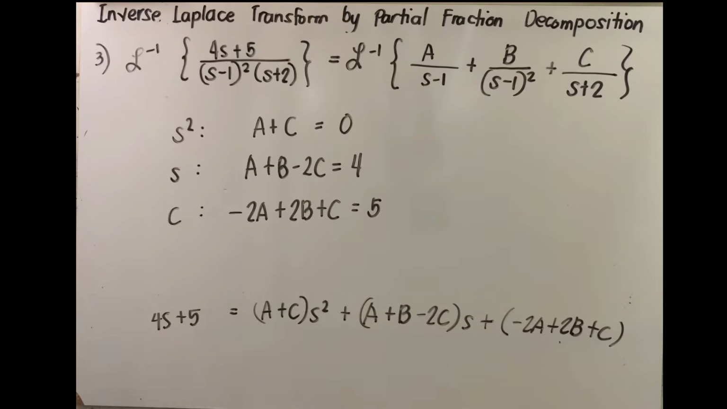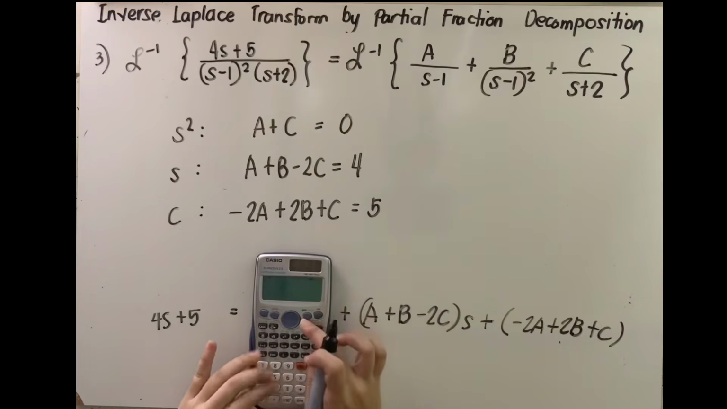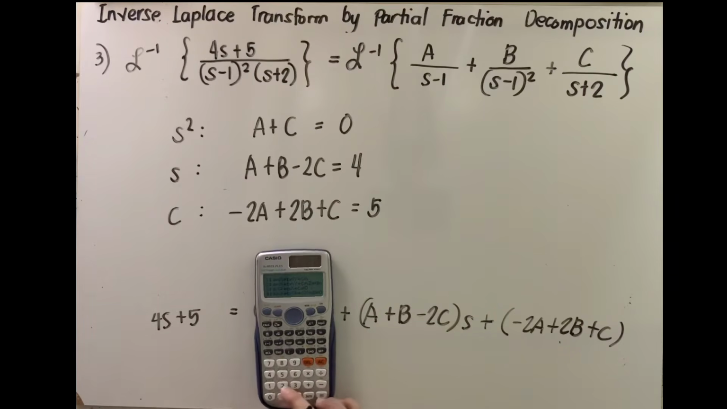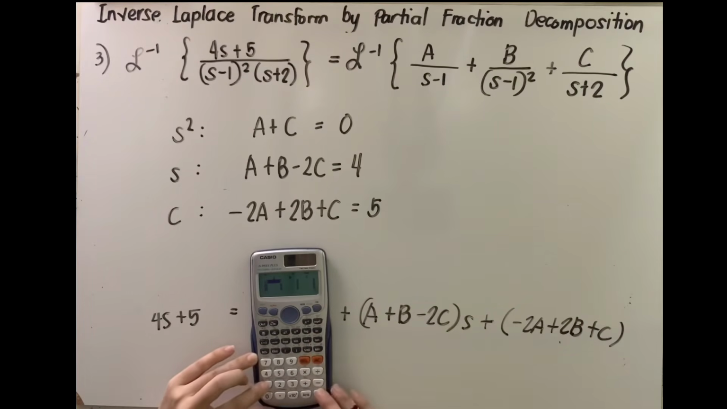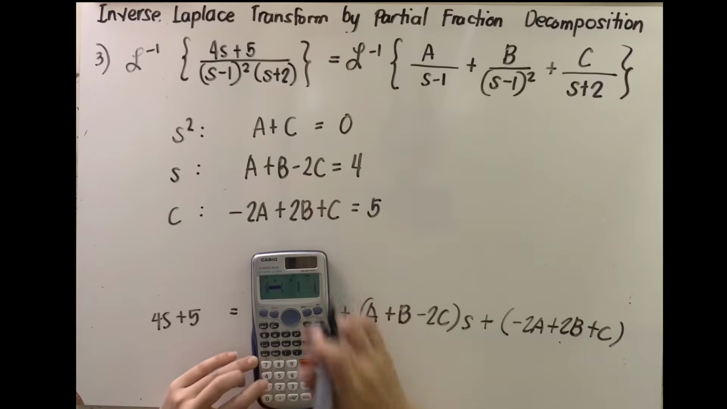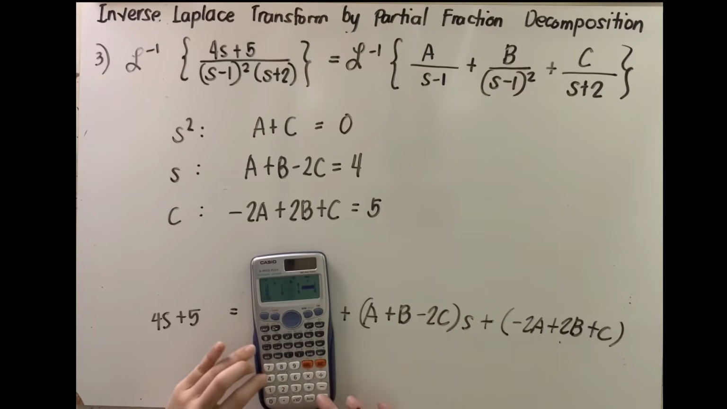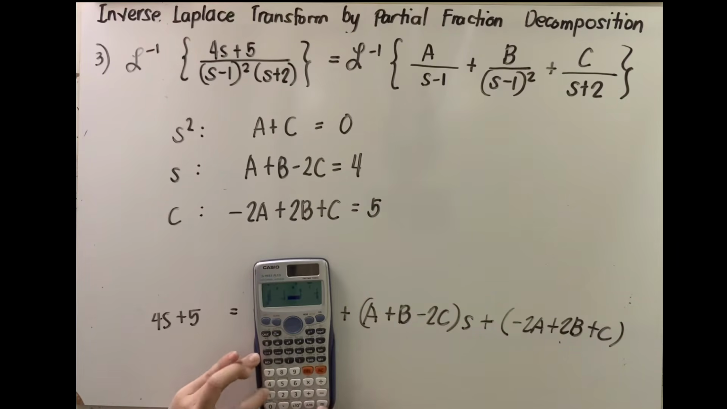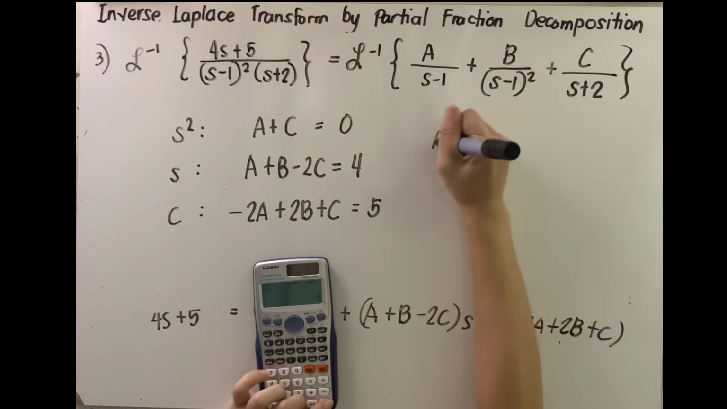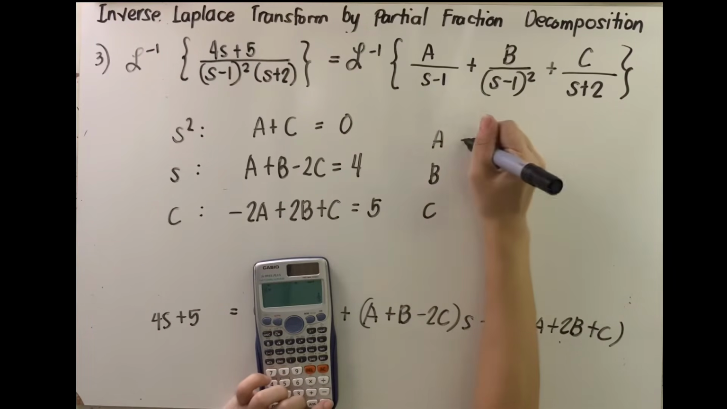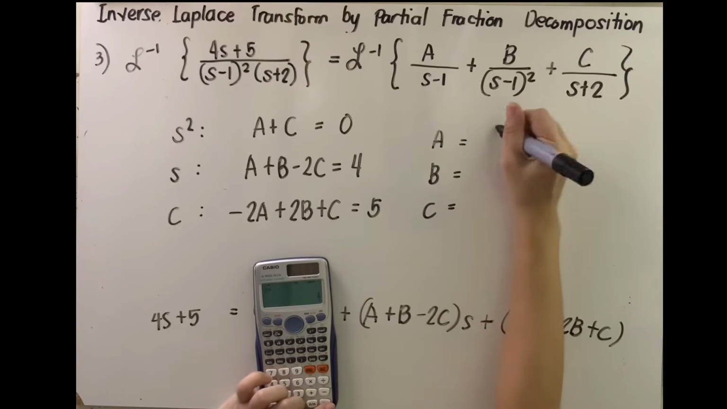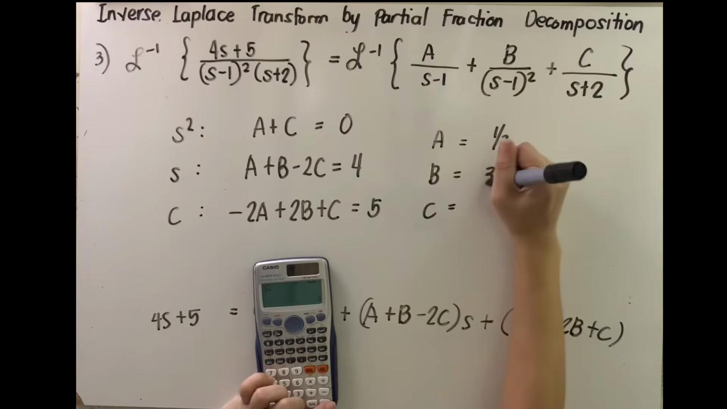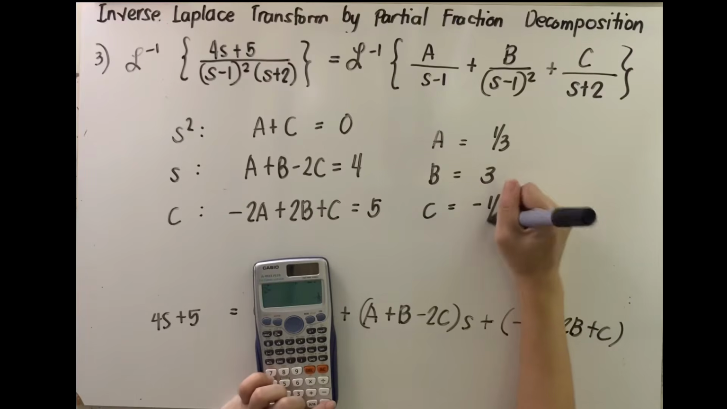And then, use our calculators to solve for A, B, C. So, you get mode 5 2. So, you have 1, 0, 1, 0. For this, you get 1, 1, negative 2, positive 4. And lastly, you get negative 2, positive 2, positive 1, and positive 5. Equate that, you'll get the answers in the sequence A, B, C. So you have A is 1/3, B is equivalent to 3, and C is negative 1/3.